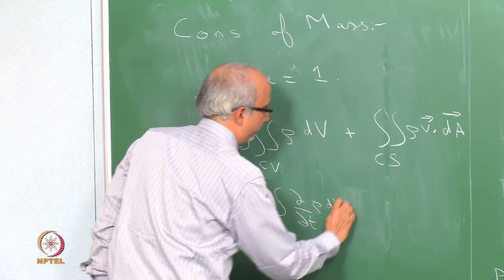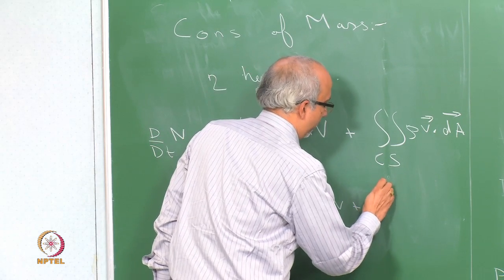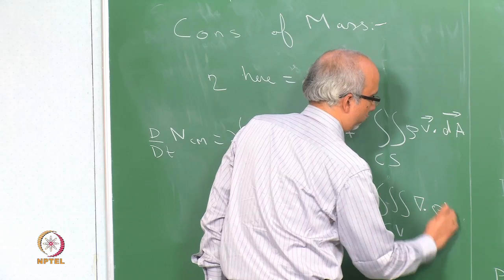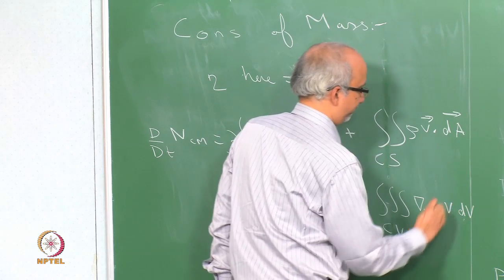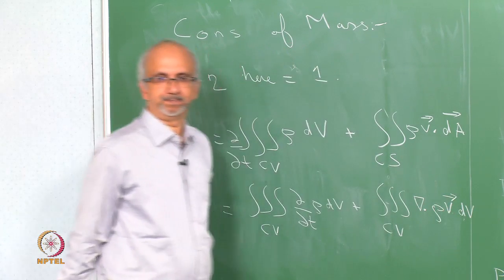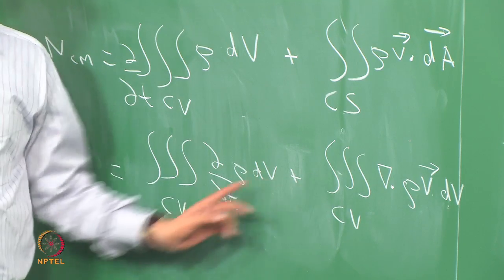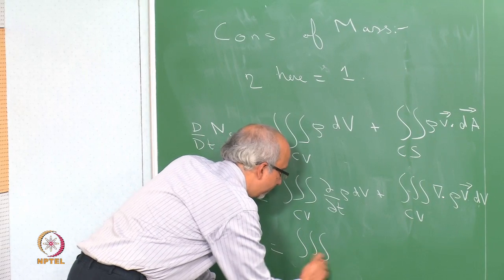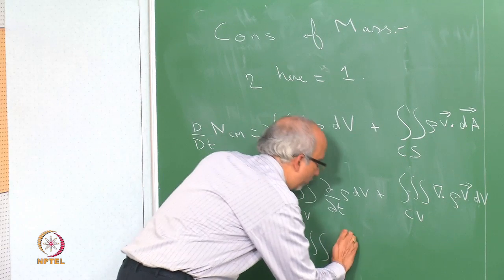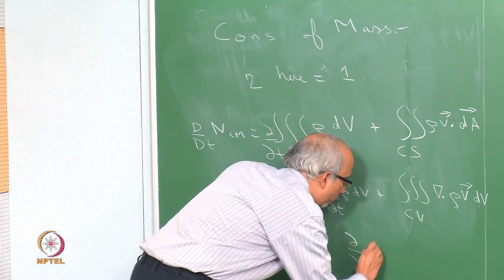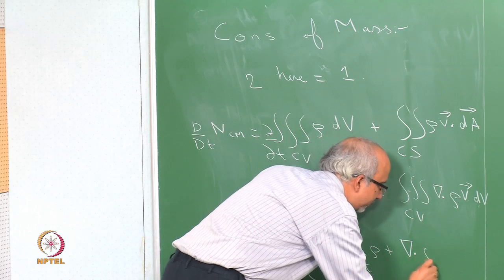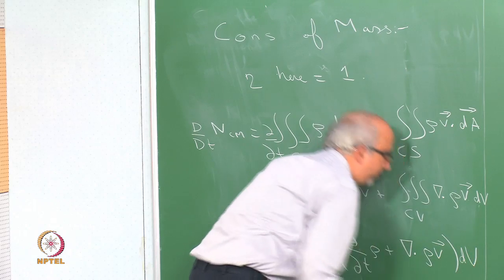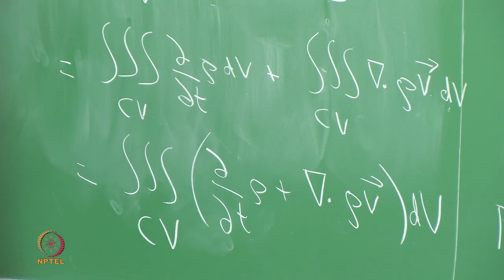Integral over the control volume of d by dt of rho dV plus integral over the control volume of divergence of rho v dV. And now I can combine these two together and write this as integral over the control volume of d by dt of rho plus divergence of rho v, times dV.